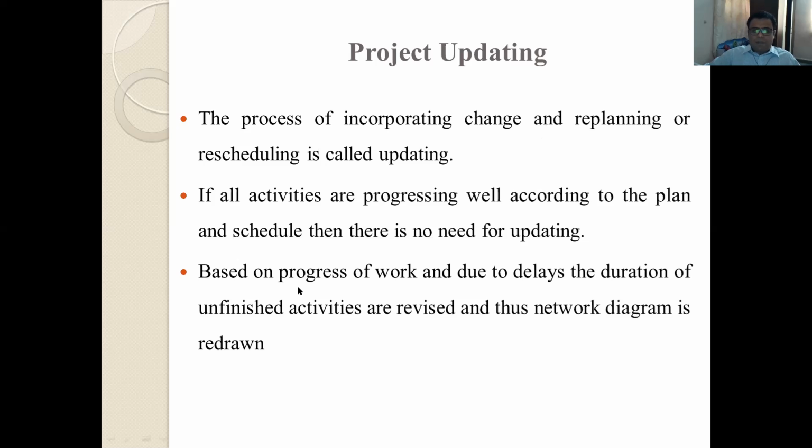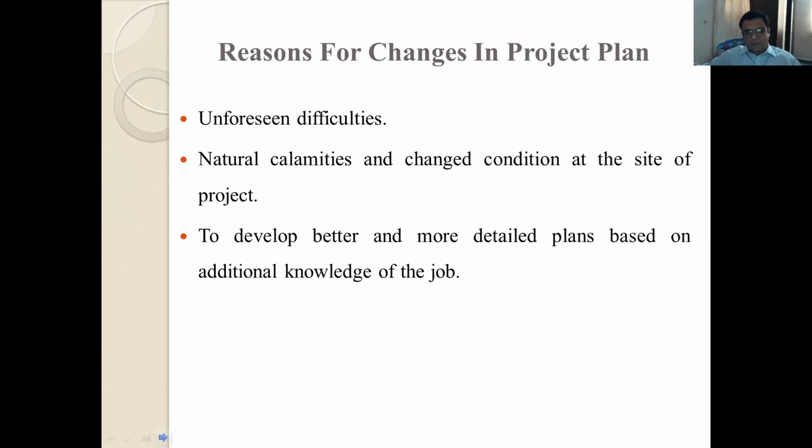How will it be done? Based on the project progress of work, and due to delays, the duration of unfinished activities is revised, and thus the network diagram is redrawn. That is, when the rainfall started, what activities were going on at that time, and by how much those activities are delayed, you have to find out, and you have to redraw the network. That is nothing but project updating.